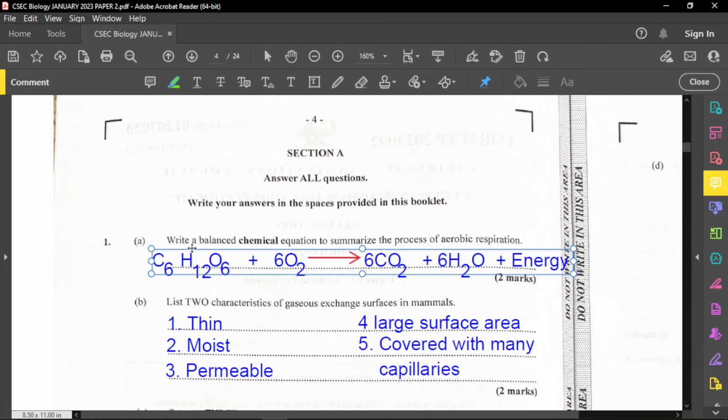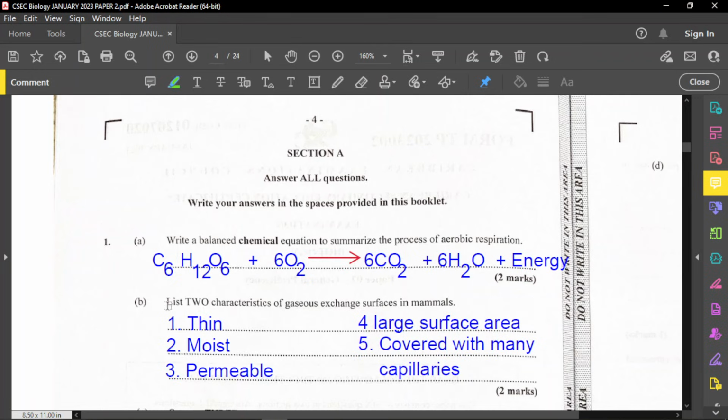number 1, part A, it said write a balanced chemical equation to summarize the process of aerobic respiration. And so for aerobic respiration, you're going to have glucose, which is C6H12O6, plus 6O2, which is oxygen, and then that will produce 6 molecules of carbon dioxide with 6 molecules of water and energy. The energy will be in ATP, and there will be 2,880 kilojoules of energy as well.